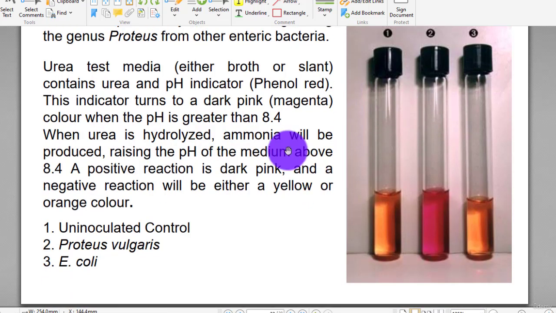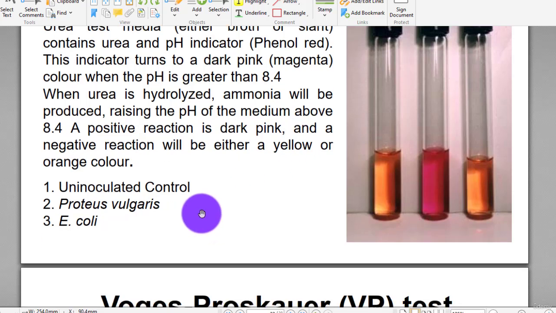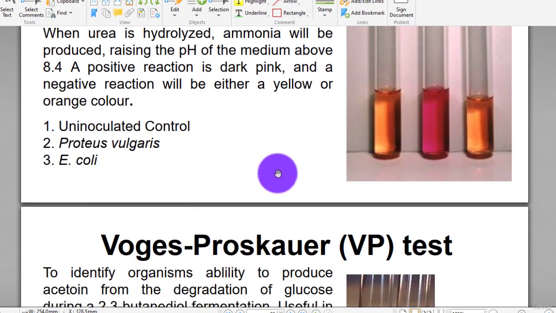Urea test media, either broth or slant, contain urea and the pH indicator phenol red. This indicator turns dark pink or magenta when the pH is greater than 8.4. When urea is hydrolyzed, ammonia is produced, raising the pH of the medium above 8.4. A positive reaction is dark pink, and a negative reaction will be yellow or orange. Uninoculated control, Proteus vulgaris, E. coli.